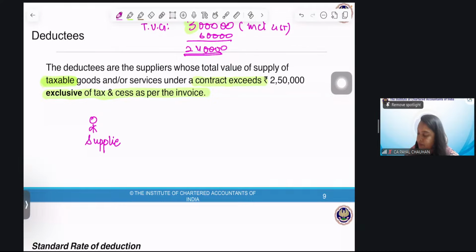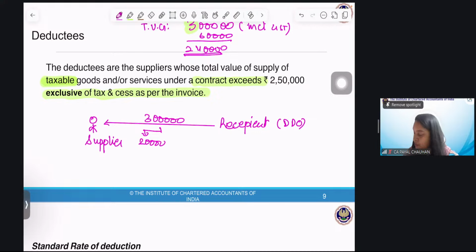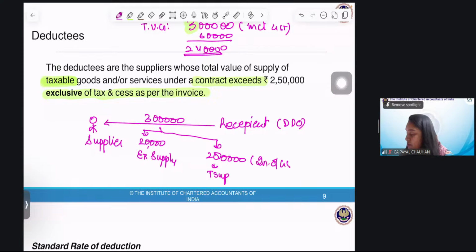Supplier, recipient. The recipient is a DDO, Drawing and Disbursement Officer. He's giving you a payment of 3 lakh rupees, out of which 20,000 rupees is for exempted supply and 2,80,000 rupees for taxable supply, inclusive of GST. And the rate of GST is 5%. Tell me, will TDS be applicable?